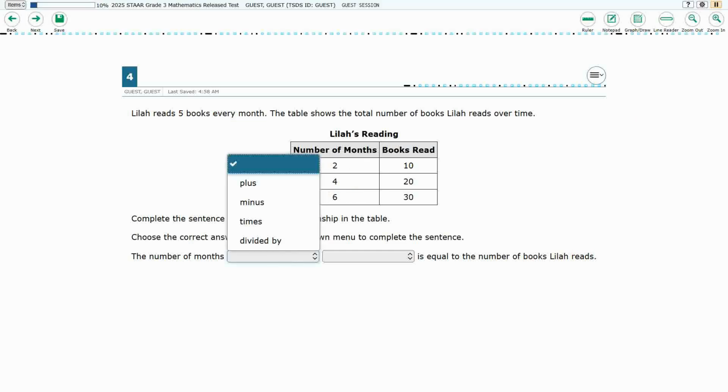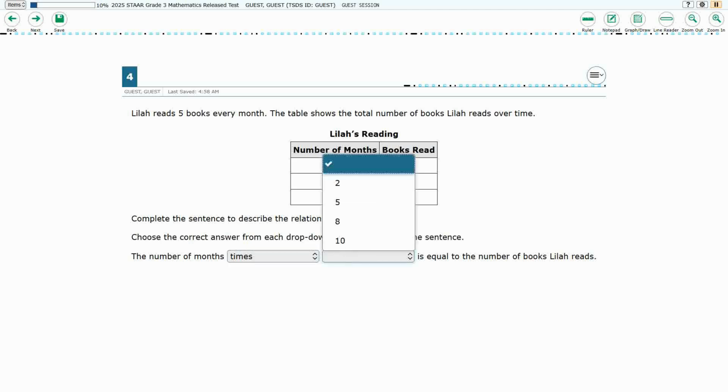Now for this right here, what we're going to do is we are going to say times. It might say times, it might say multiply by, but we're going to take the number of months, and we're going to times, and then what? 5, because there's 5 every month. That gets us our answer. So remember, this is a 2-point problem. We need both times and 5 to get full credit.